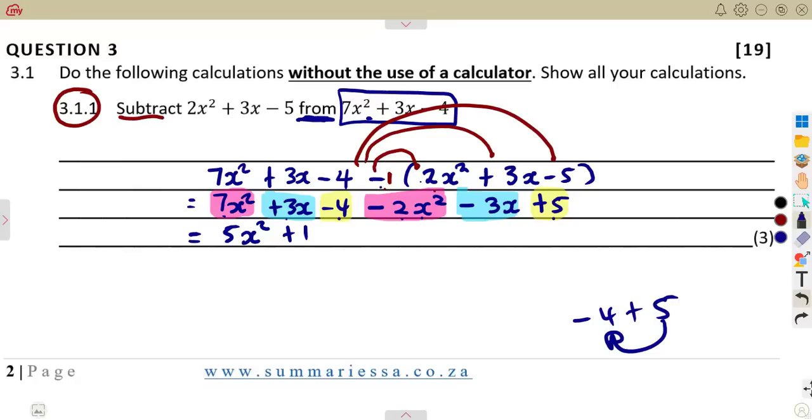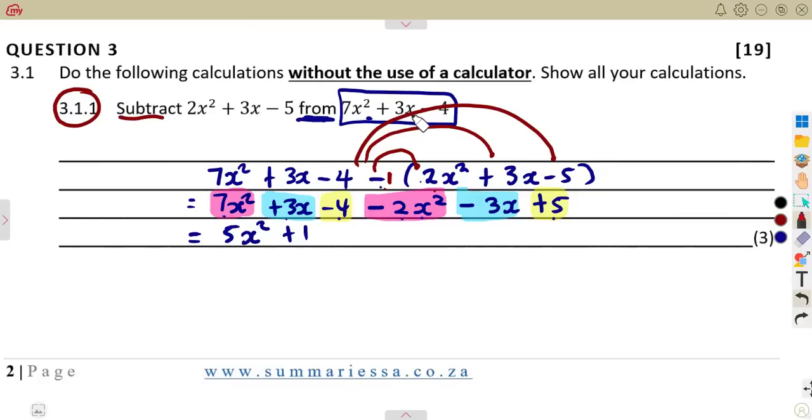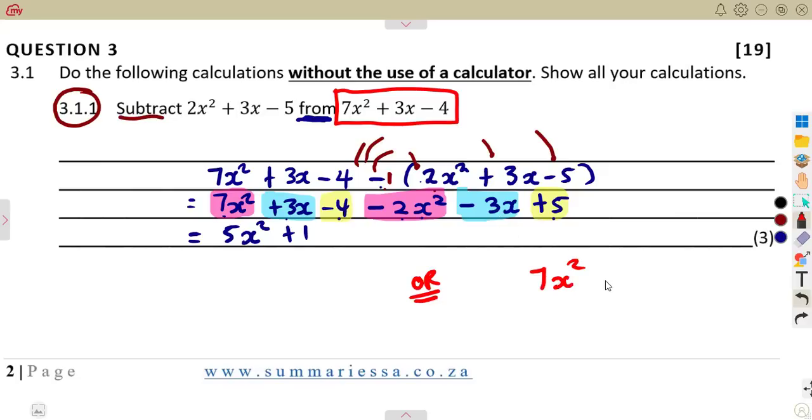Or we could have just taken it this way instead. They're saying subtract this from. So you're just going to write, remember, from. This is the most important part. Where are we starting from? So we can even simplify it this way. 7x squared plus 3x minus 4, like this.